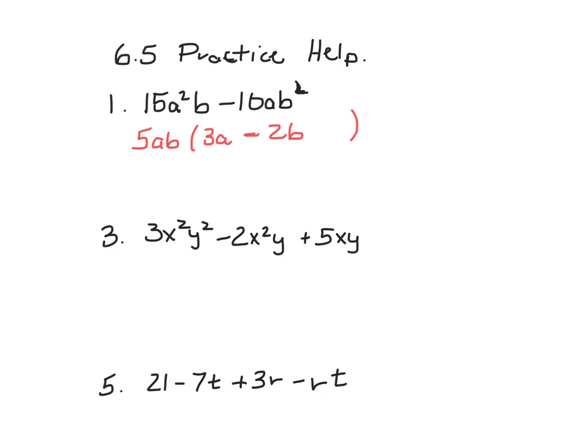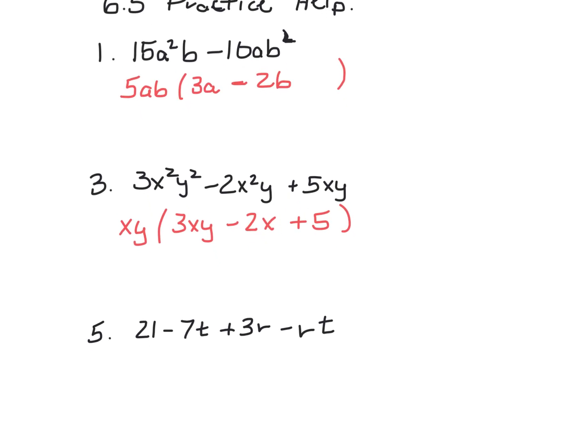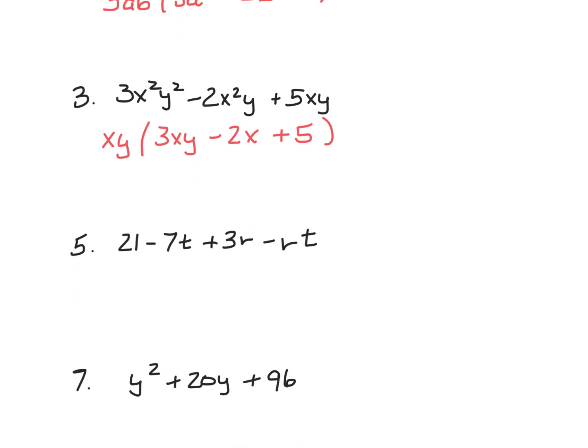Number 3, taking out what's common. It looks like each term has an X common at least, and a Y. So I'm going to take out an XY. That's going to leave me with 3XY minus 2X plus 5. And then once again, there's nothing more you can do because it's not of any second degree. It's not a trinomial of any type. So that's the only step there.